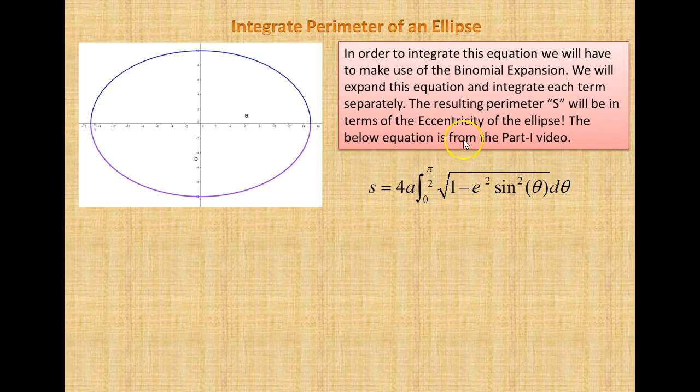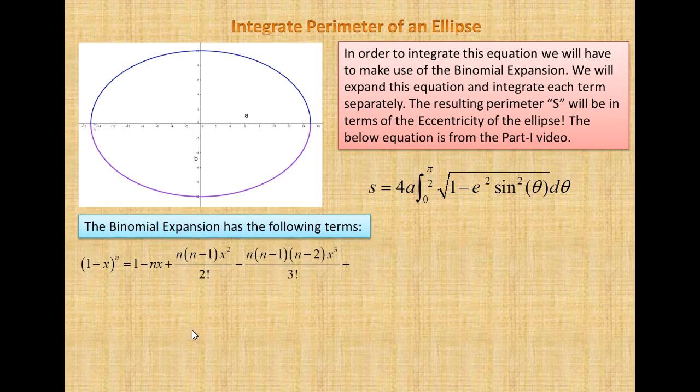The below equation is from the part 1 video. This is the distance around the ellipse equation, the equation to calculate the perimeter: 4a times the integral from 0 to pi over 2 of the square root of 1 minus epsilon squared sine squared theta d theta. Epsilon squared is the eccentricity of the ellipse.